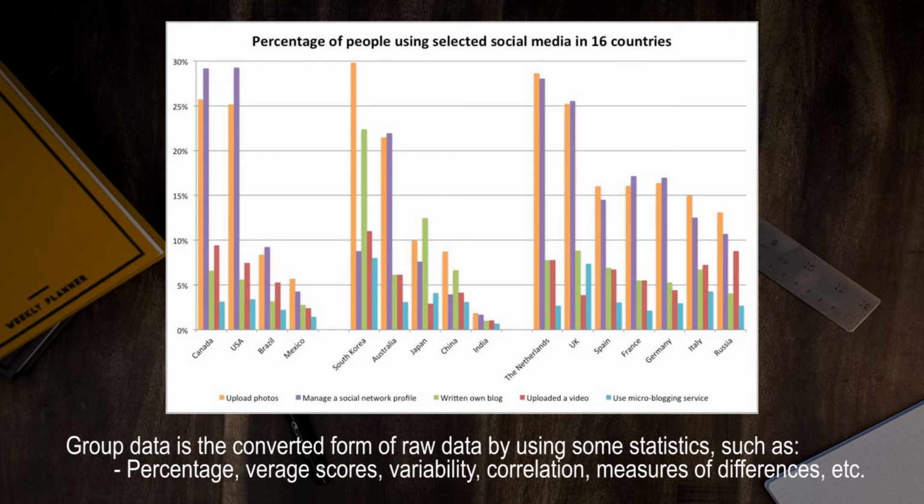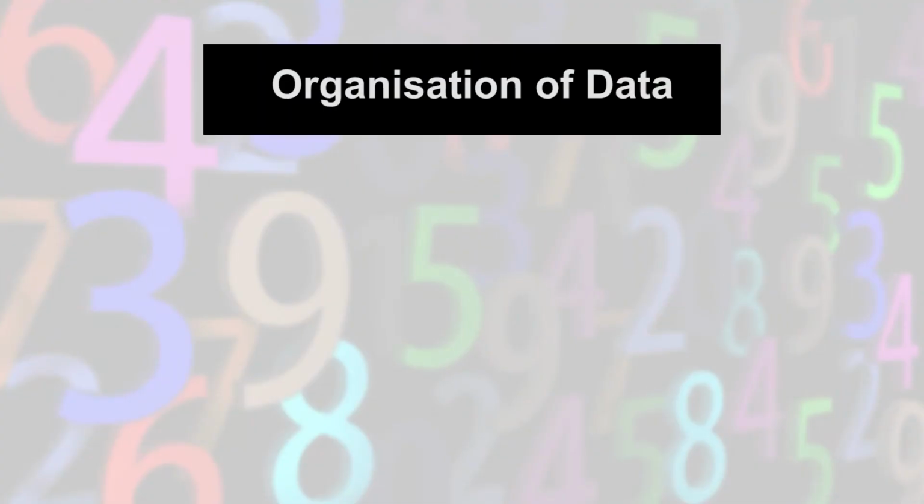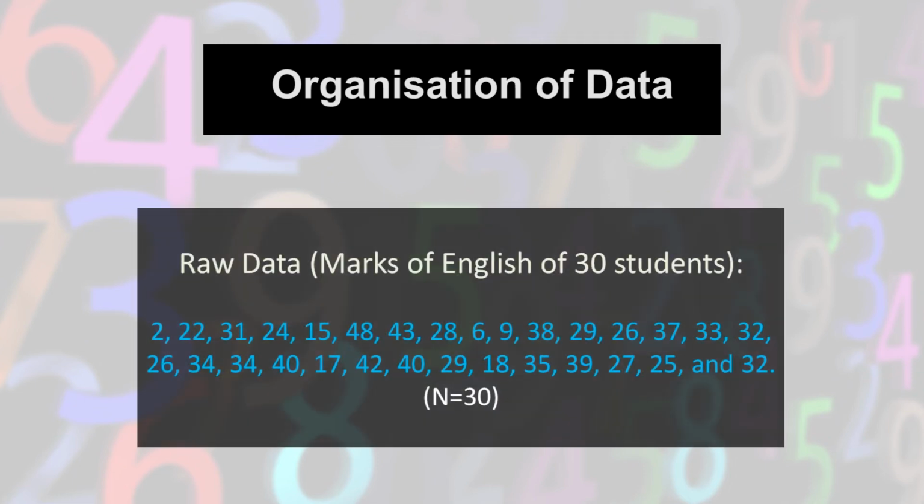Further, after understanding the raw data, the discrete data, the individual data and the group data, let us now understand how to organize raw data to provide certain meaning and to prepare a frequency distribution table. Here you see, as an example, marks of English of 30 students.